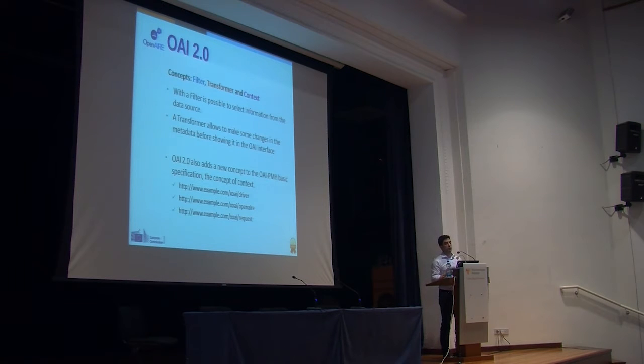A transformer allows making changes in the metadata before showing it in the OAI interface. For example, in the submission forms, you can have a simple drop list for DC rights, to mention what kind of access a publication should have, with terms like open access, restricted access. Then when this OAI 2, through the XOAI, exposes the information, it will add the namespace, the application profile, as you've seen, info:eu-repo open access, in the right way OpenAIRE needs to collect and show it.